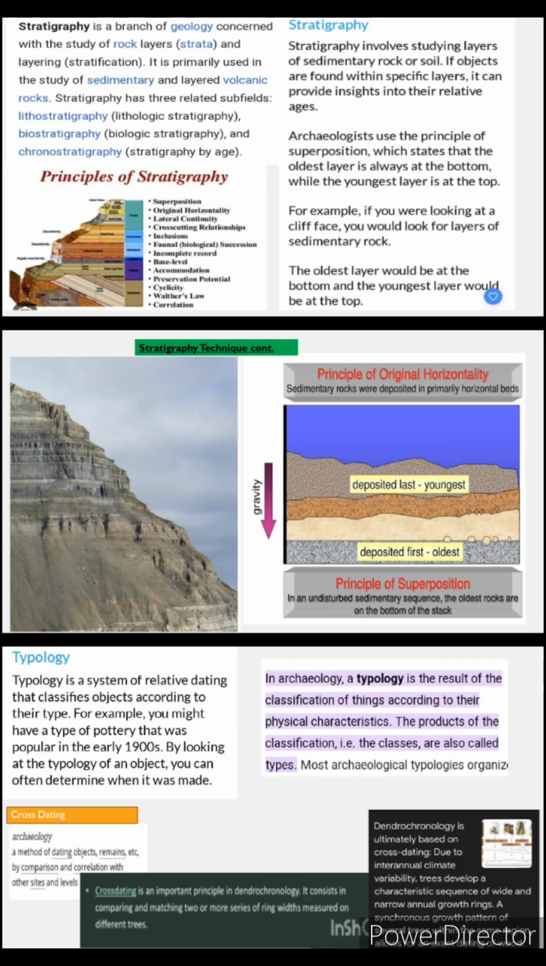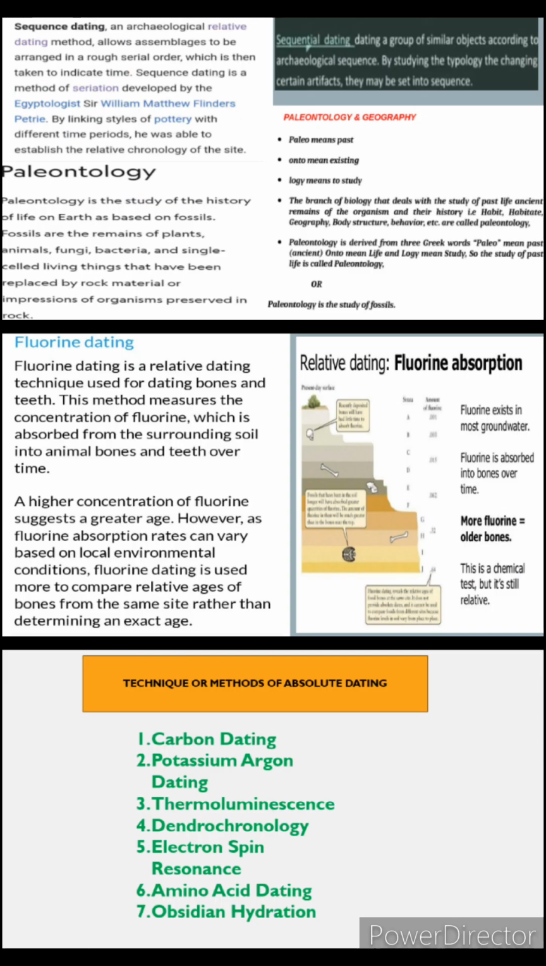Now the next method or technique is cross dating. In archaeology, it is a method of dating an object, remains, etc. by comparisons and correlations with other sites or levels. Cross dating is an important principle in dendrochronology. It consists of comparing and matching two or more series of rings measured on different trees.